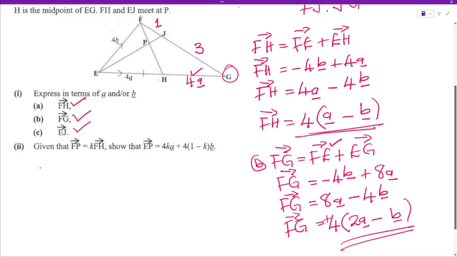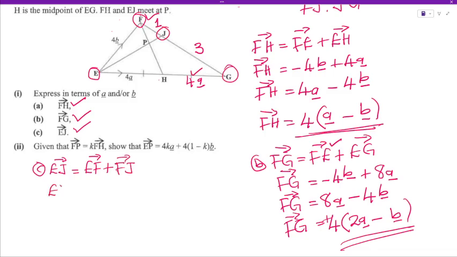So we're going to say EJ will be equal to, we're going to move from E to F first, so EF, plus, then we are going to move from F to J, so plus FJ.